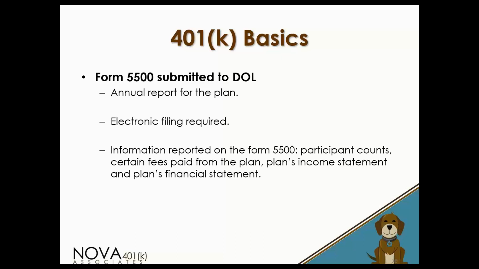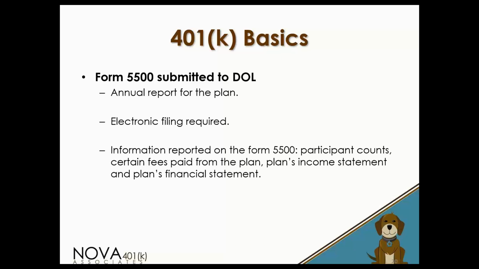And the information that's reported on the Form 5500 is all at the plan level. It doesn't report anything specific to any participants. So there's no confidential information given on the Form 5500. In fact, Form 5500s are public knowledge, publicly accessible on the Department of Labor's website. Anyone could go out there and access a Form 5500 for any plan, because again, it doesn't have any participant specific information.